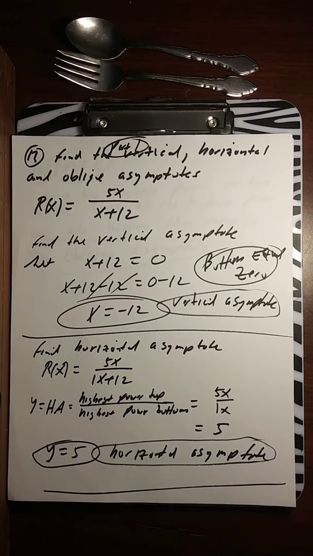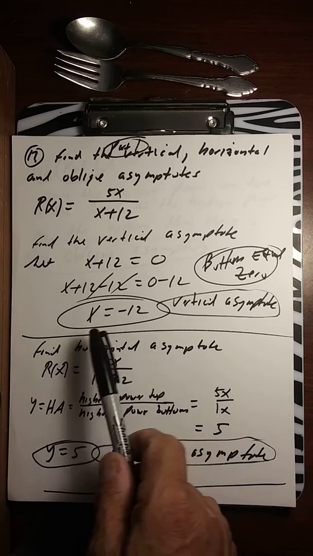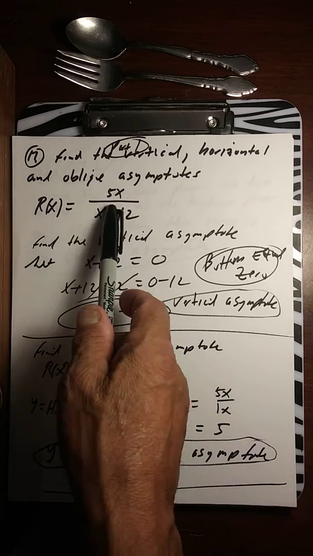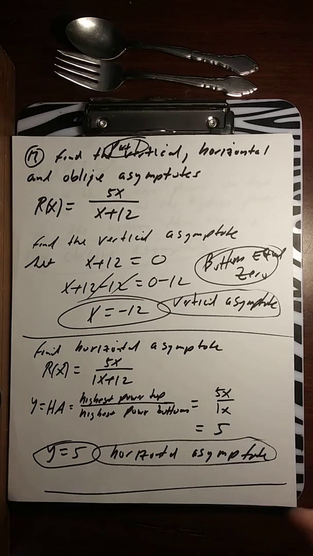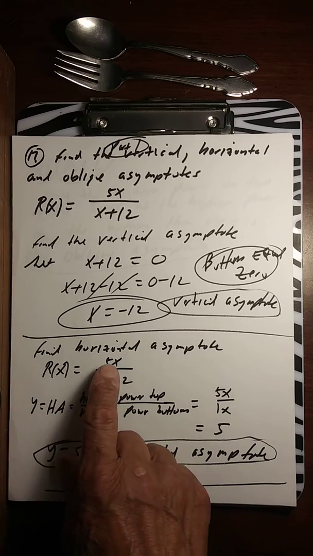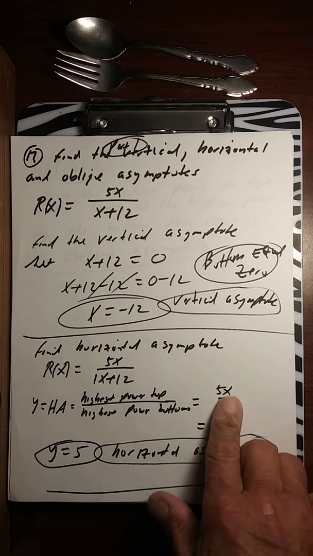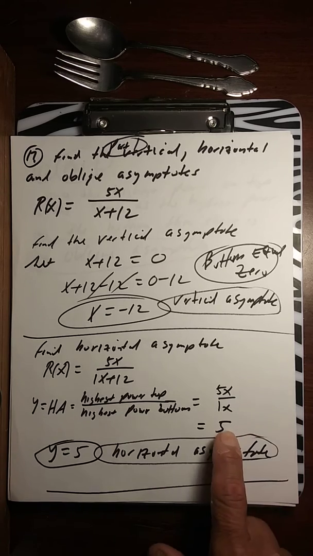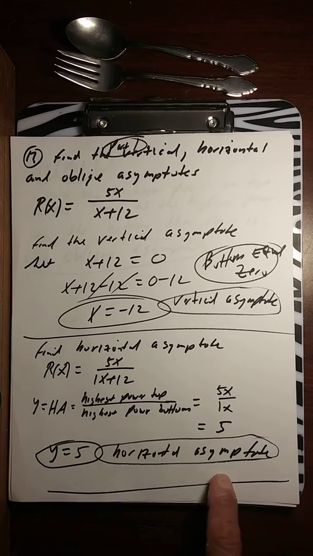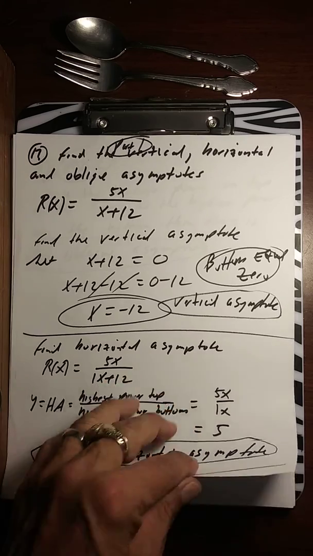This one. So now, minus 12, minus 12, x equals negative 12, that's the vertical. Ask them to put this. Find the horizontal. Look at the highest power on top, highest power on the bottom, that's 5x and 1x. Cancel this out, x cancels out, 5. So y equals 5 is the horizontal asymptote.